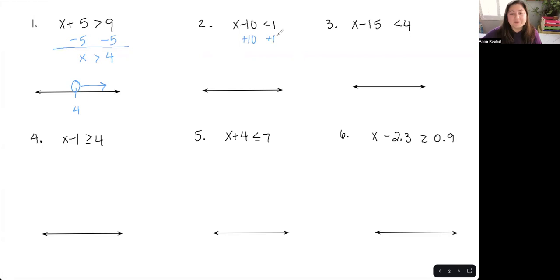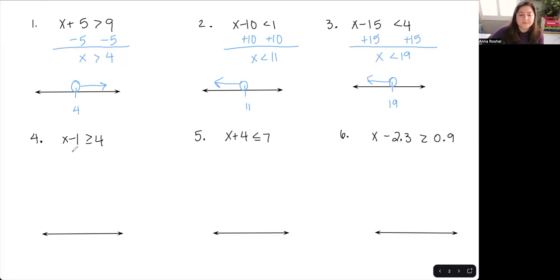So we're going to add 10 to both sides here, just because it's the opposite operation. I'm going to end up with x is less than 11. I'm going to find 11. I know that it's going to be an open circle and all of the less than numbers are on the left. Here I'm going to add 15 to both sides, get x on its own. X is less than 19, open circle to the left.